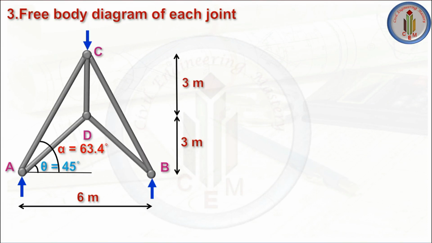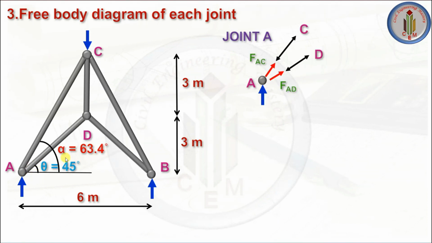Next, let's draw the free body diagram of each joint. First, let's consider joint A. Joint A has the members AD and AC. So at joint A there are 2 unknown forces: one is FAC and one is FAD.